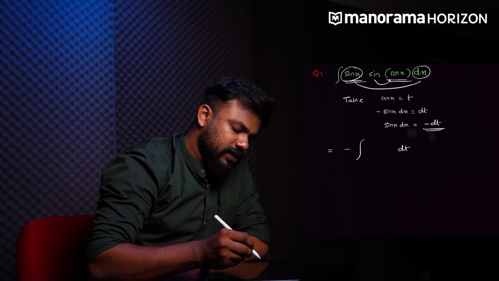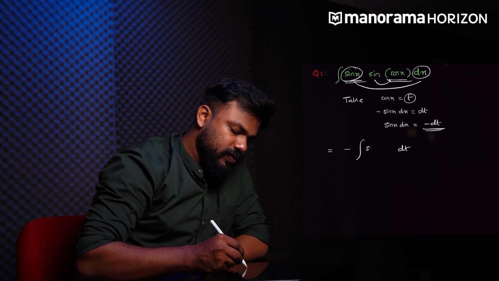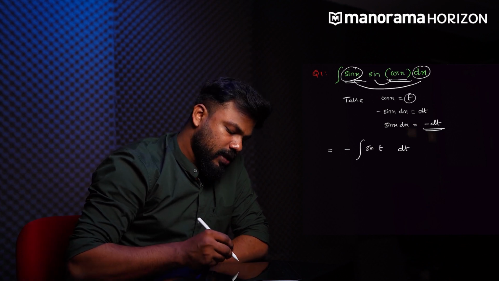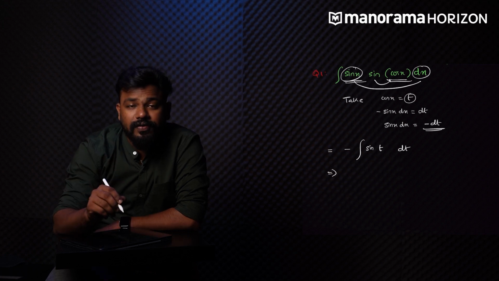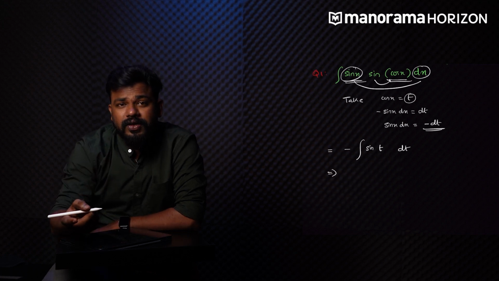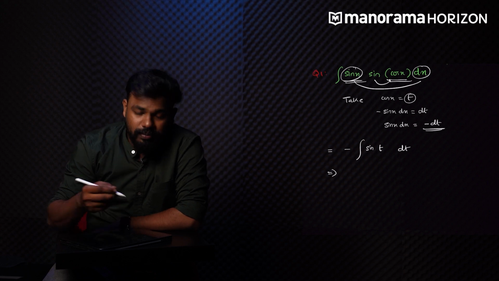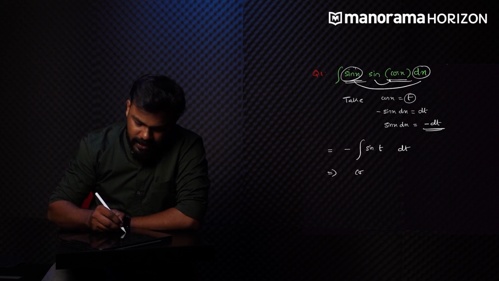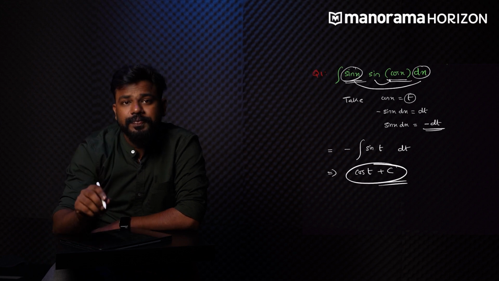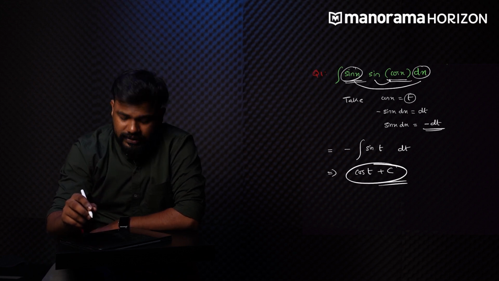Now sin of cos x. So cos x is t, so sin cos x will be sin t dt. So minus sin t dt. What is the integral of sin t? It is minus cos t. Integral of sin t is minus cos t. So minus sin t integral will be simply cos t. So cos t plus c. So what is the final answer? It is nothing but cos t plus c.